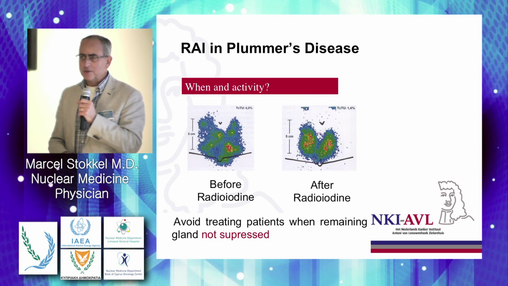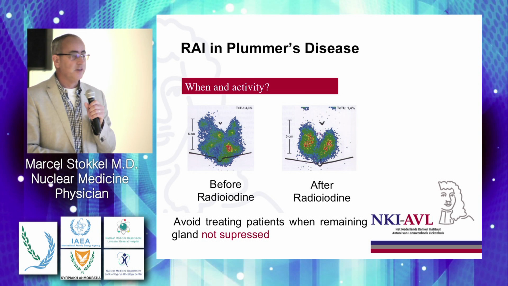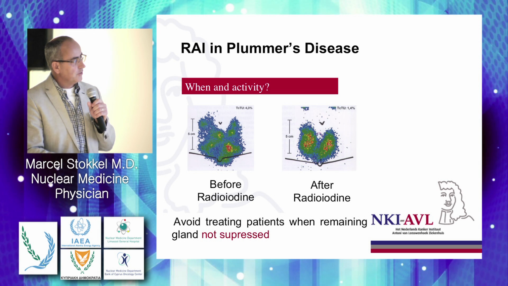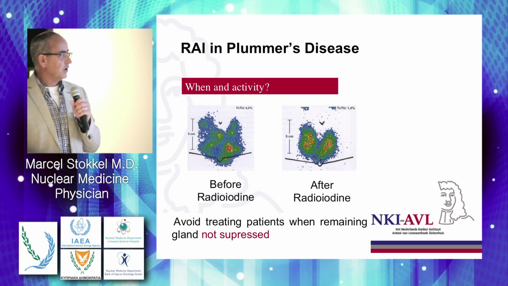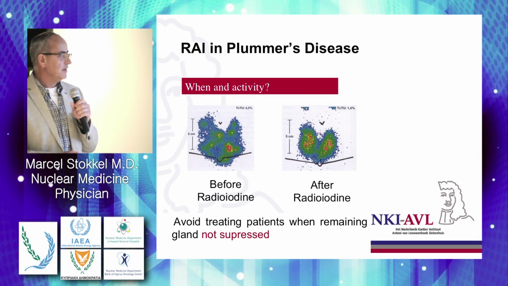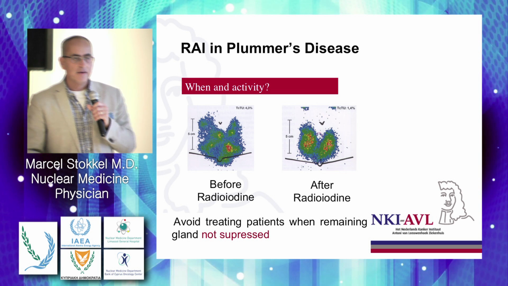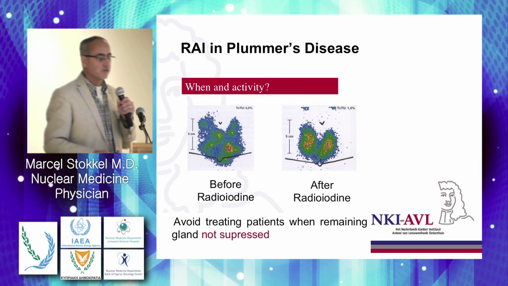And the other indication is Plummer's disease, or the toxic multinodular goitre. In fact, the same questions: when are we going to treat the patient, and how much should we apply. And you see here a patient with multiple nodules in the thyroid gland, and after that you see nice recovery of the gland. There is only one thing that has to be kept in mind: avoid treating patients when the remaining gland is not suppressed. So if there are no areas like that in the gland, or areas with less uptake, don't apply radioiodine, because you will definitely destroy the whole gland.